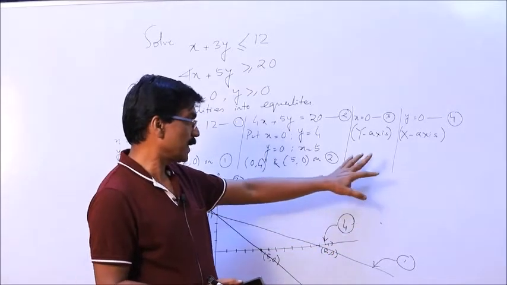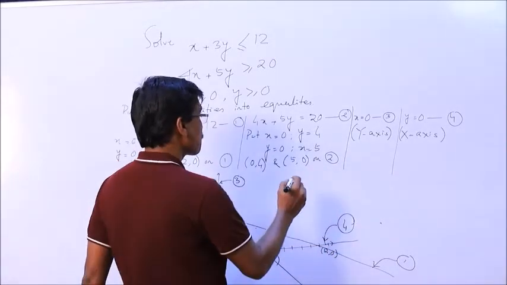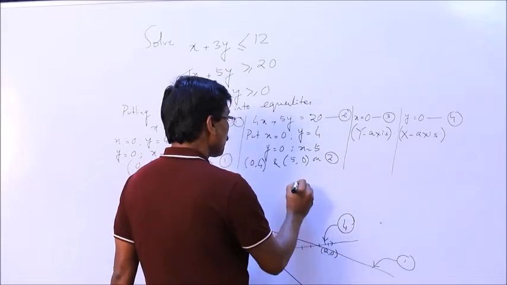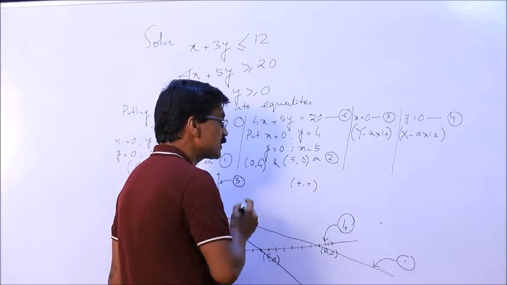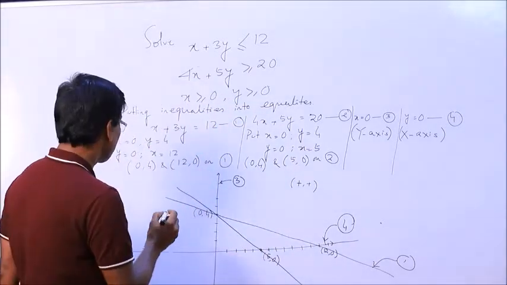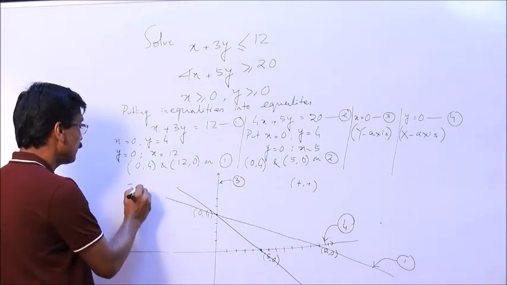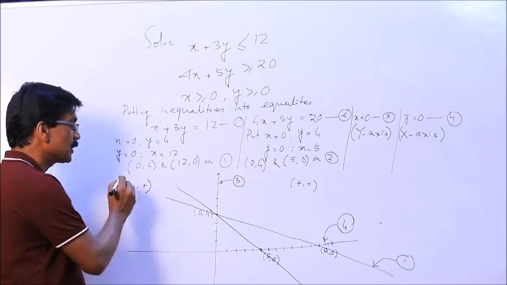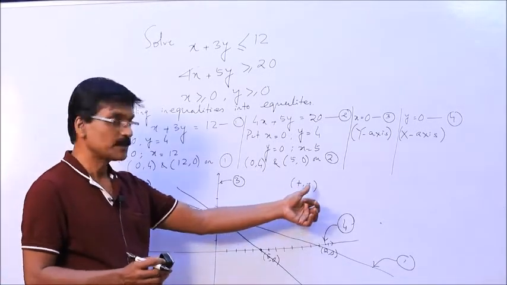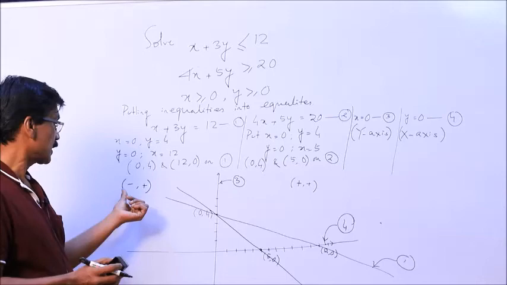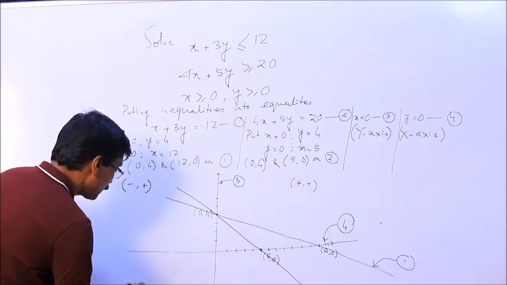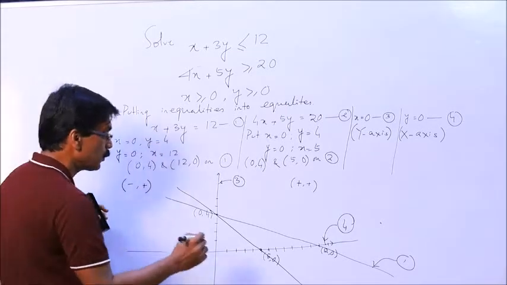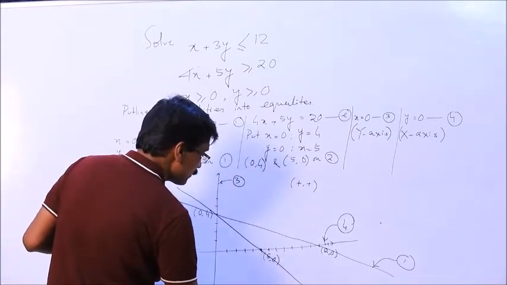Now, for first quadrant it is positive positive, x positive y positive. Second quadrant x negative y positive. Third quadrant negative negative, both x and y are negative, and fourth quadrant it is positive negative.